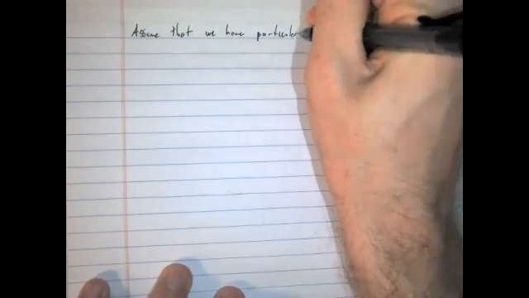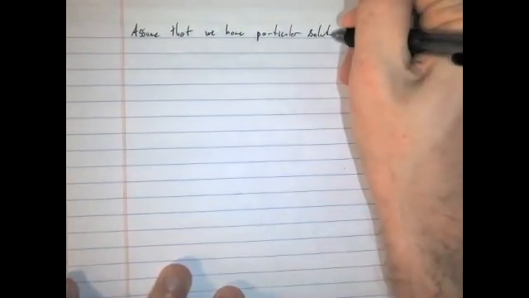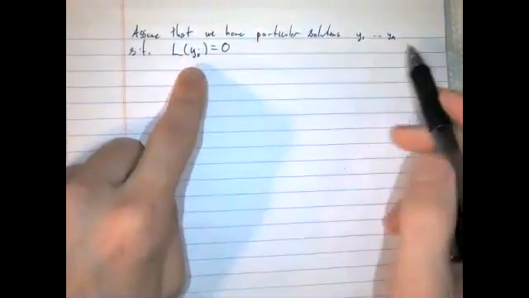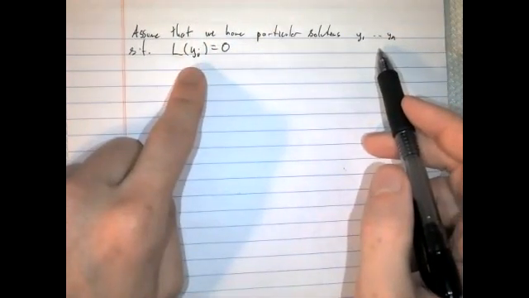So what does it mean? So assume that we have solutions, so particular solutions, y1 all the way up to yn, such that L of yi is equal to 0. Right? This is just exactly what it means for these to be solutions to the homogeneous part of the differential equation.